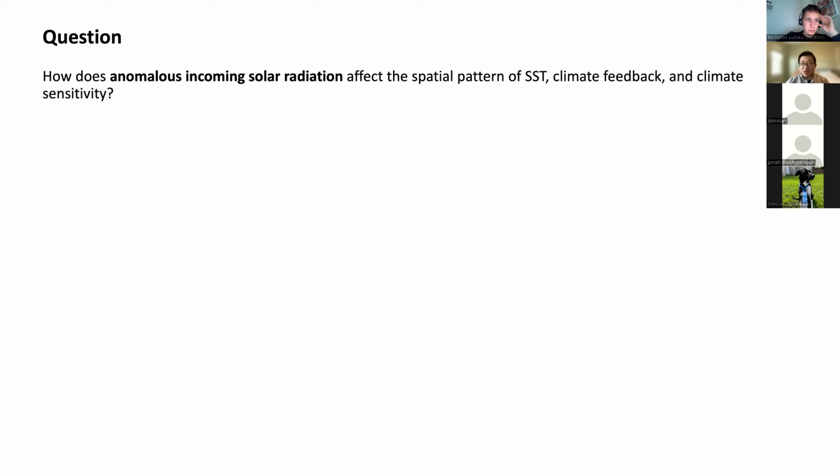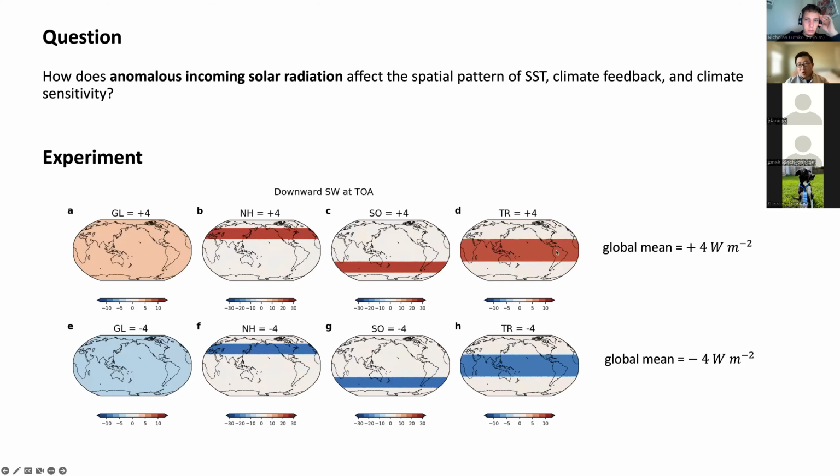Specifically, the question here is, how will anomalous incoming solar radiation affect the spatial pattern of SST, climate feedback, and climate sensitivity? So to address this, we do experiments in a coupled model. Anomalous incoming solar radiation is added over the entire globe, or the Northern Hemisphere, the Southern Ocean, or the tropics. We do the experiments with both positive and negative perturbations.